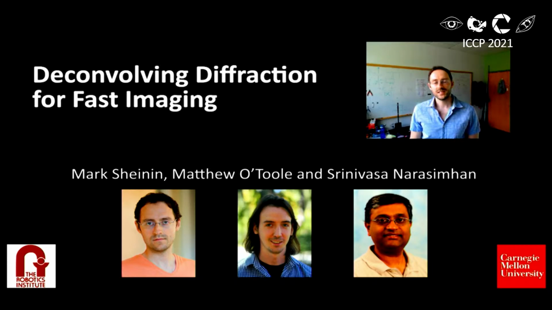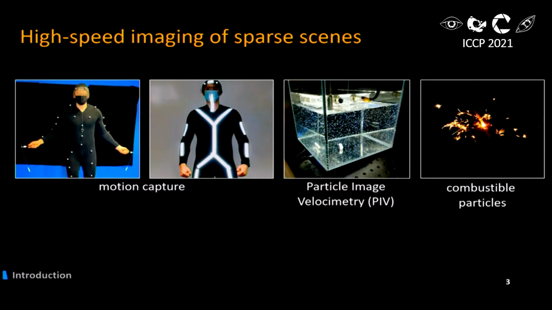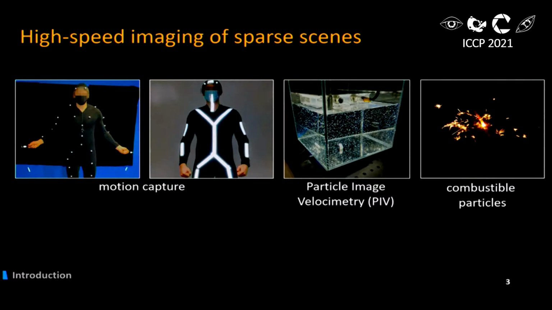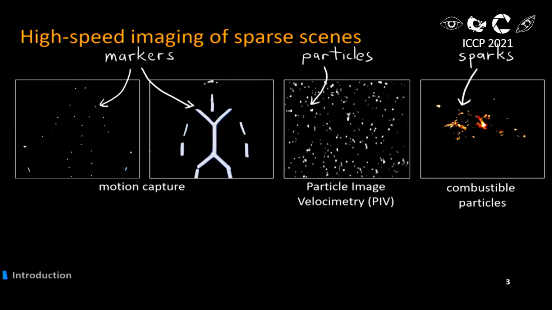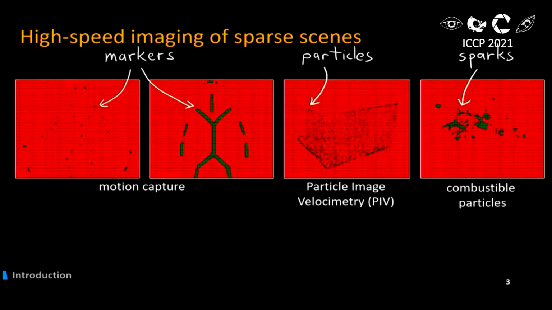Hi, I'm Mark Scheinin from Carnegie Mellon University, and I'll be presenting our paper titled Deconvolving Diffraction for Fast Imaging of Sparse Scenes. In this work, we focus on a class of computer vision applications where the goal is to capture high-speed videos of sparse scenes. By sparse scenes, I'm talking about applications where the scene points of interest occupy the image plane very sparsely. In these applications, capturing the full 2D sensor for every frame is wasteful and limits the maximum achievable frame rate.